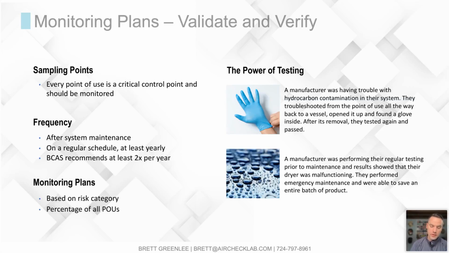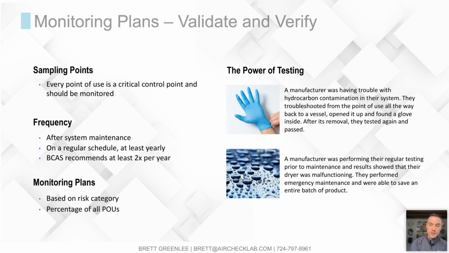And again, I know I said it, but we're going to identify every single point of use as a critical point. And we're going to take those critical points as presenting a risk to us, and we're going to categorize them by direct contact, indirect contact, and no food contact. And then we're going to monitor those points, and at what frequency should we put into our monitoring plan to validate and verify our system?